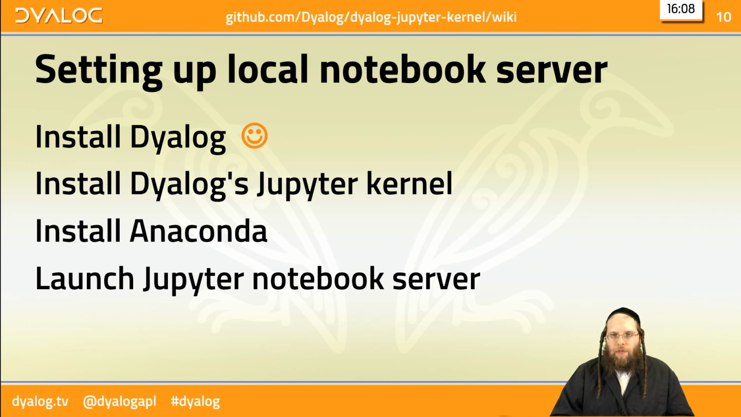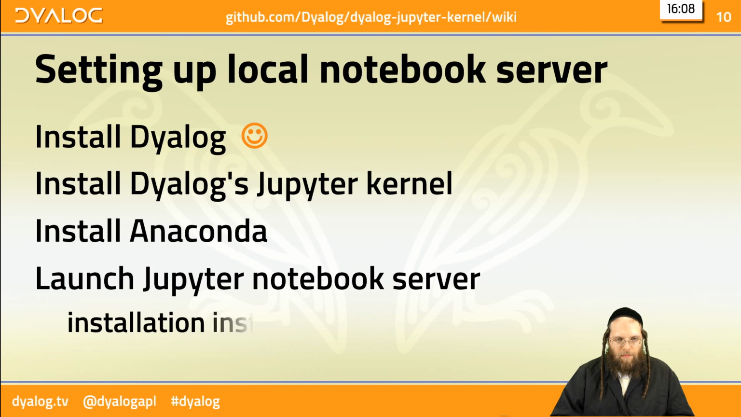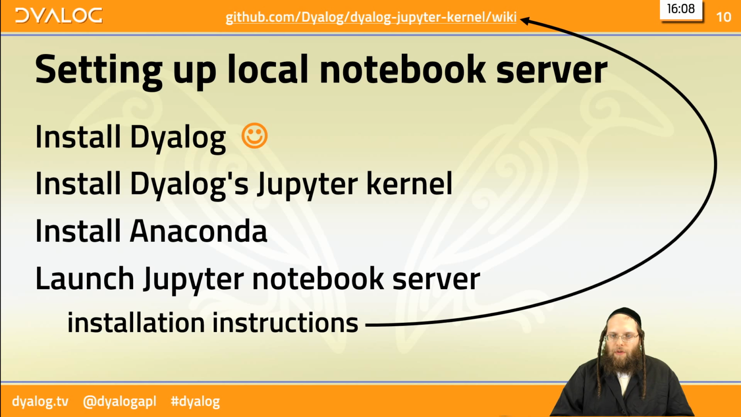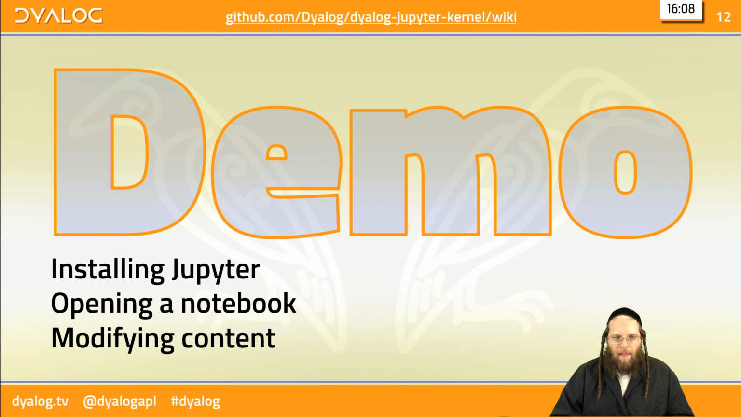When you need to run a Jupyter Notebook server, there are a few steps you need to go through. It's not very complicated. Of course, you need Dyalog installed, you need our kernel, and you need to have the Anaconda system installed. And then you just launch the Jupyter Notebook as a server, and that's it. You can always find these instructions at the address that's at the top of every screen that you see here. If you haven't noticed it, now you will. Let's try it.